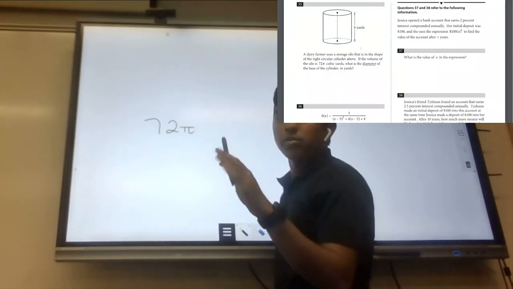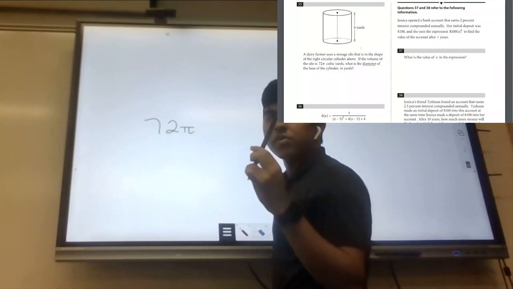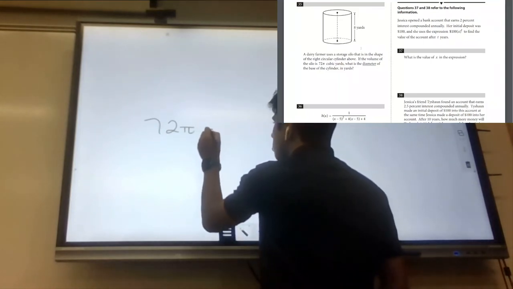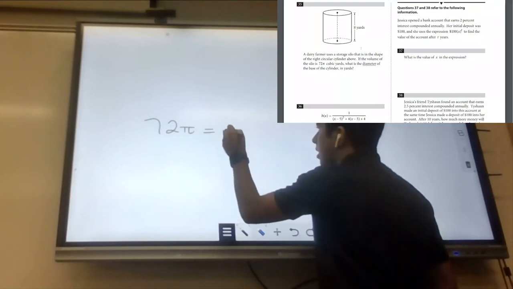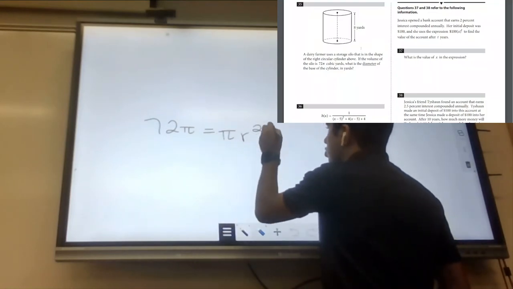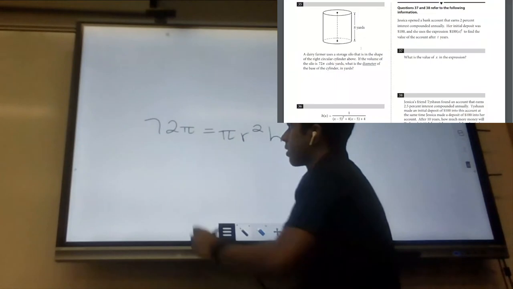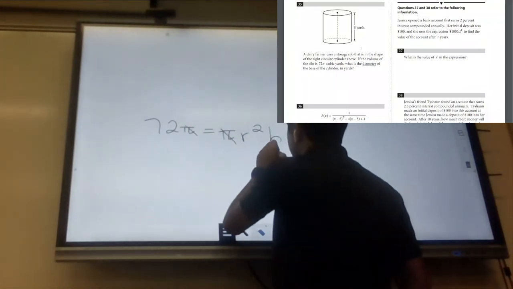Everything is in yards, so I don't really need right units. What is the diameter of the base of the cylinder? A right circular cylinder volume can be found by using pi r squared h. So I can cancel the pi out, and then h is 8.